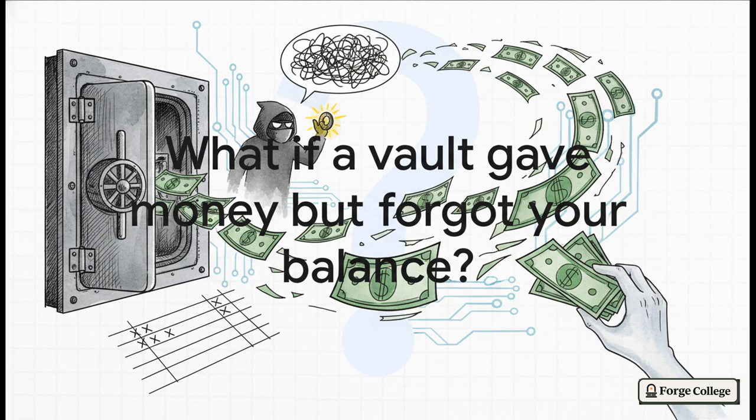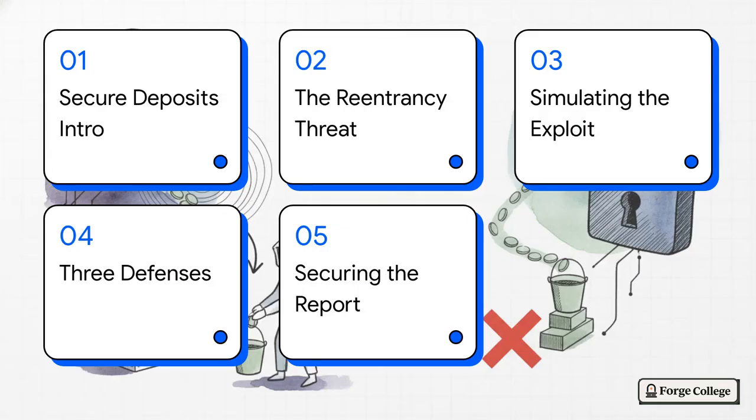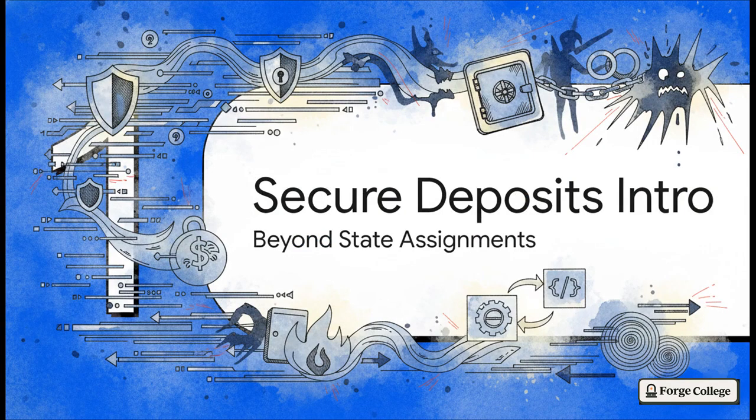What if a vault handed you money but forgot to check your balance? Well, that is exactly how hackers exploit distracted smart contracts to drain funds. And honestly, it sets the perfect stage for our engineering teardown today. So here's our blueprint for today. We're going to start with an introduction to secure deposits, move right into unmasking the reentrancy threat, and then simulate a vault exploit. After that, we'll cover 3 defenses against reentrancy, and finally, wrap things up with securing the final report. Let's dive in.